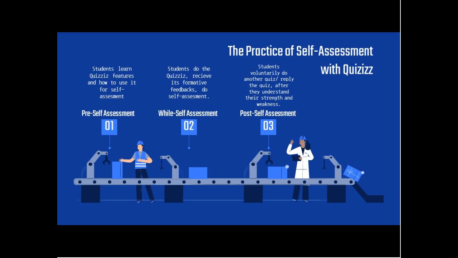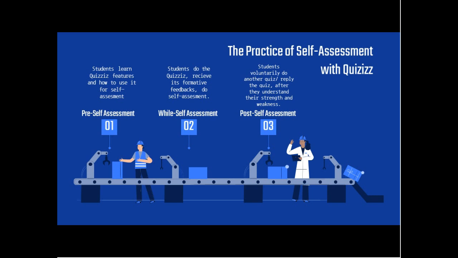During this part, the teacher will assist the students and help them understand the quizzes features and the formative feedback that they will receive later on and how to use it for their self-assessment. Second, while self-assessment. Students do the quizzes, after that they receive the formative feedback and do self-assessment. During this part, the teacher will not accompany the students and the students will develop their own understanding.